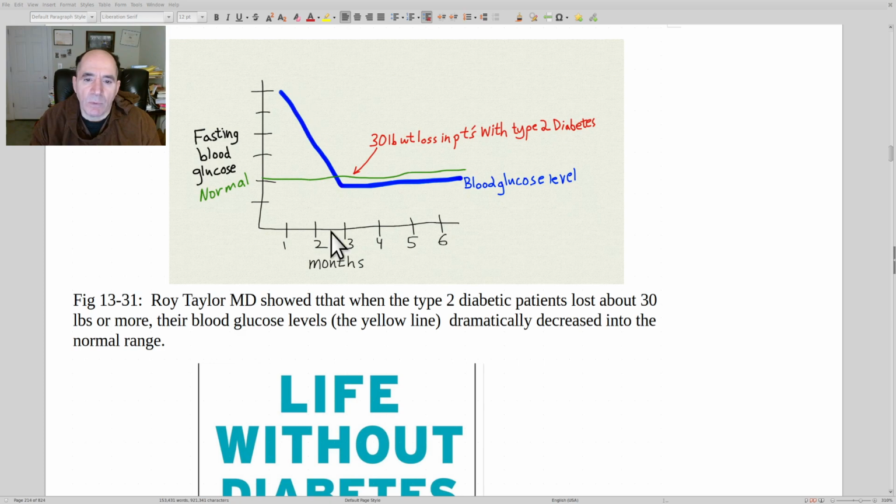Okay, this was a little more from Roy Taylor's work. So basically, fasting glucose will come down to normal once the patient's lost 30 pounds or more, because these are all fat people. So that's nice. There's a doable thing you can do without needing a big surgery, without needing to take any pills or injections the rest of your life.